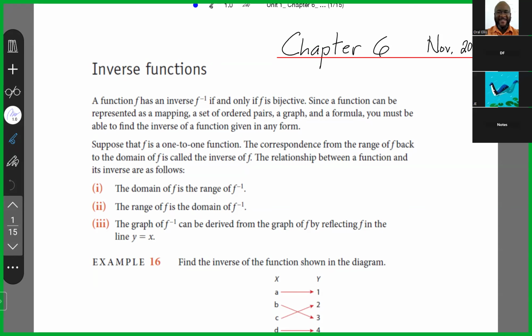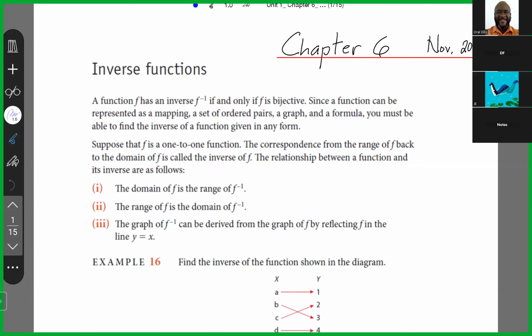Now here it is. Suppose that f is a one-to-one function, meaning that it is injective. The correspondence from the range of f back to the domain of f is called the inverse of f.